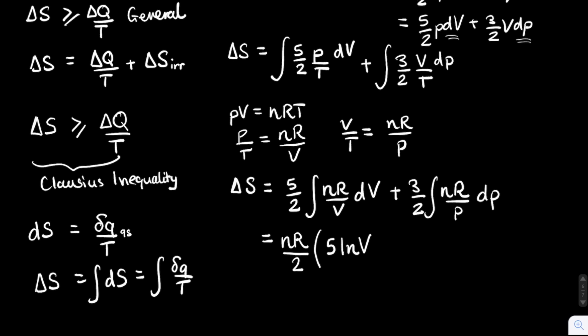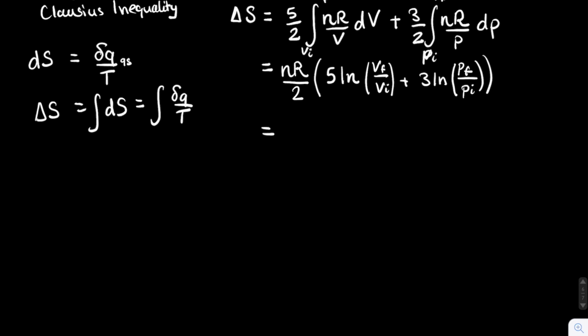And of course, really, I should have put in limits right here. So we're going to get Vi to Vf again and Pi to Pf again. But actually, almost exactly the same thing will happen as before. So we're going to get the log of Vf over Vi plus 3 times the log of Pf over Pi.